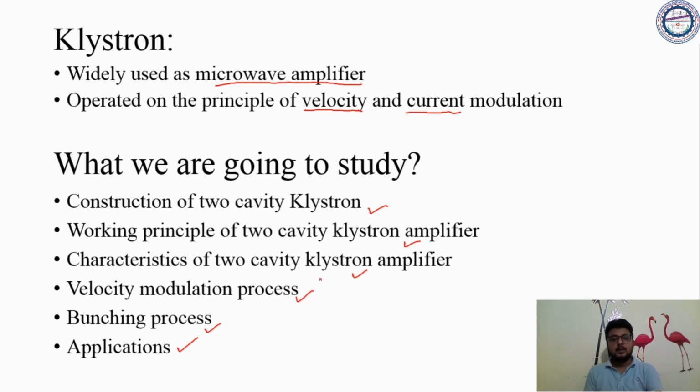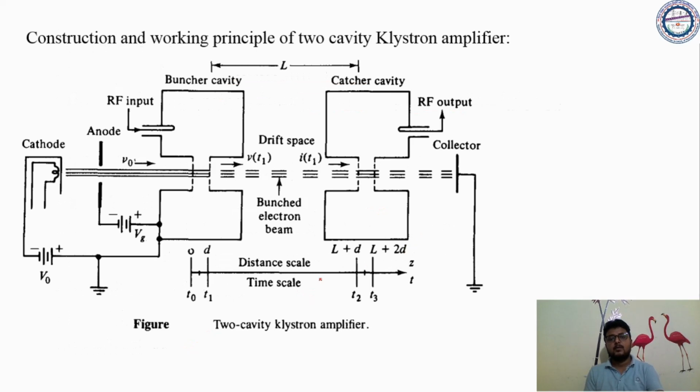So first I start with the construction and working principle of two-cavity klystron amplifier. Now, to understand the construction of two-cavity klystron, we will first see what elements are present in the two-cavity klystron amplifier. First we have the cathode, then we have the focusing anode, and we have the two cavities: first called the buncher cavity, also called the input cavity, and then a catcher cavity, also called the output cavity. The RF input is applied to this buncher cavity. This is also called the gap voltage.